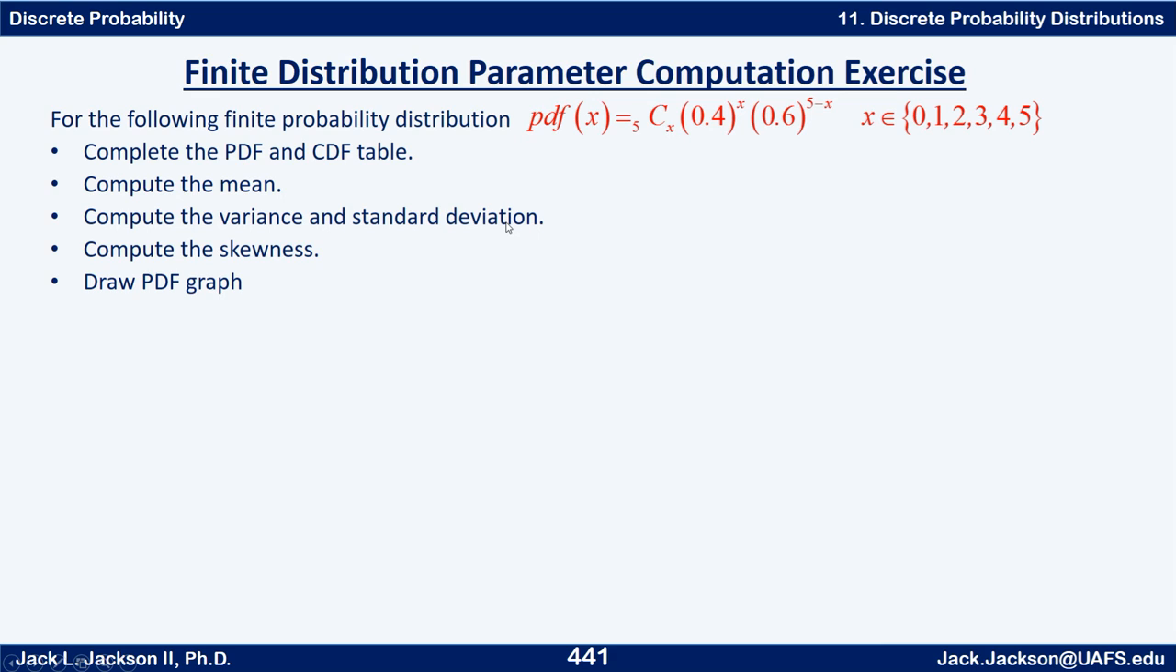All right, here's another one. In this case, I'm giving you a formula for the PDF. And I'm saying x can be either 0, 1, 2, 3, 4, or 5. The formula for the PDF is 5 choose x times 0.4 to the x times 0.6 to the 5 minus x. So use that formula to come up with the values of the PDF, and then use the values of that to make the CDF part, compute the mean, variance, standard deviation, and skewness.